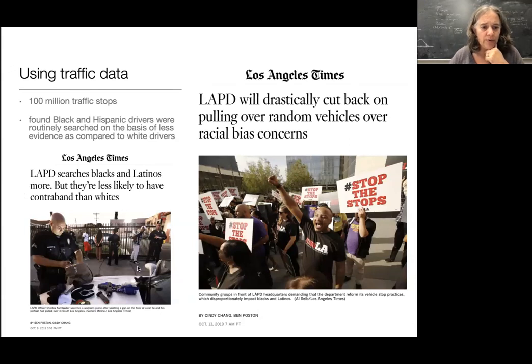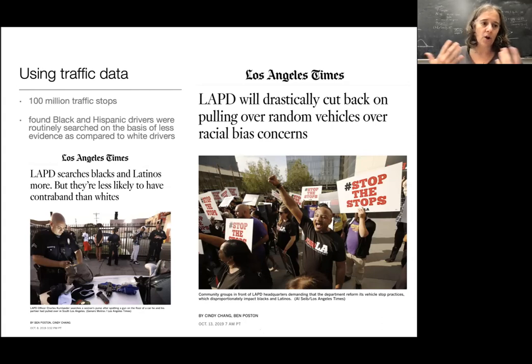And so there was a report out. They worked with the LA Times. This was an investigative journalism project done with the LA Times and the Stanford Policing Group. The LA Times broke this on October 8th, 2019: LAPD searches Blacks and Latinos more, and they're less likely to have contraband. And then October 13th, 2019, just 5 days later, a story about LAPD agreeing to drastically cut back on pulling over random vehicles over racial bias concerns.